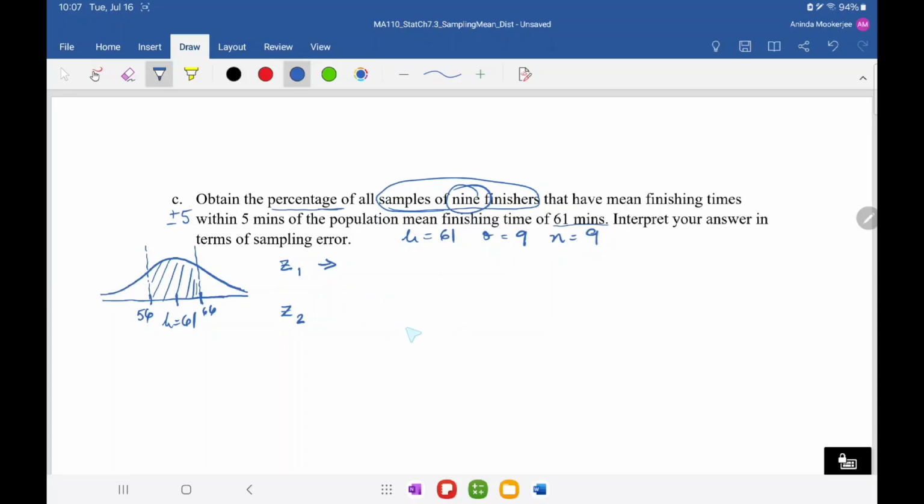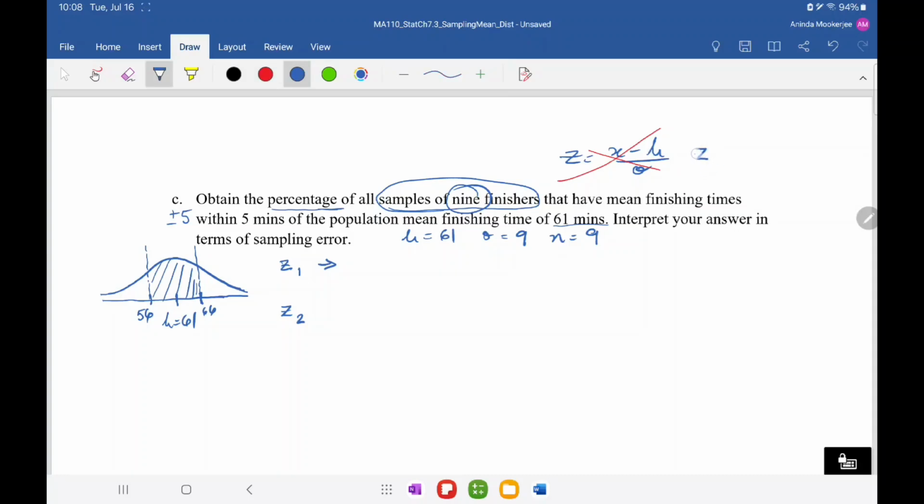And the formula that we are going to use this time to find the Z values is not Z equals X minus mu divided by sigma. This cannot be used because we are not working with individual values of a particular race. No, we are working with the sample means. It says obtain the percentage of all samples of 9 finishers, right? So we are now working with the sample means. Our individual values are sample means. So the formula is going to change slightly.